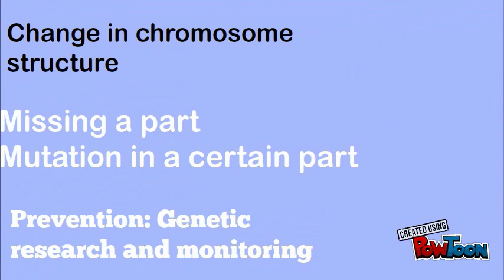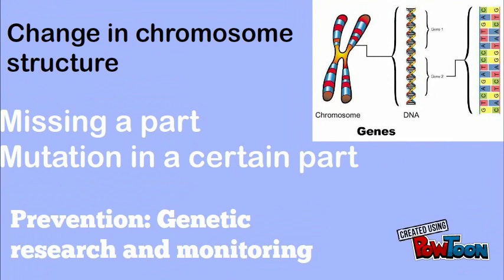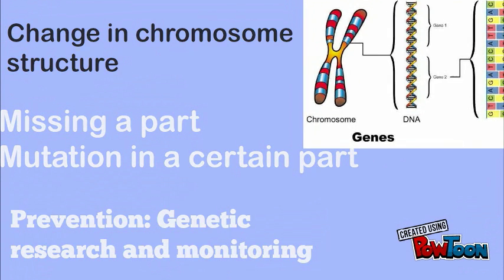The next cause of a birth defect is a change in chromosome structure, which means there's a missing part, something's been inserted, or there's a mutation that it causes. This can be prevented by genetic research and monitoring the development of the fetus.